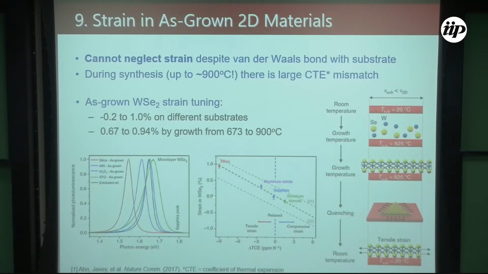Actually, this is showing the strain amount as a function of the thermal coefficient of expansion mismatch between the WSe2 and the substrate, right? If they're matched, like with sapphire, then apparently you get no strain on sapphire, they claim. And I believe it. But on SiO2, you can get up to almost 1% tensile strain, because SiO2 doesn't thermally expand nearly as much as WSe2. So they claim that you can strain tune from compressive to 1% tensile, and you can strain tune by about this much simply by playing with your growth temperature.